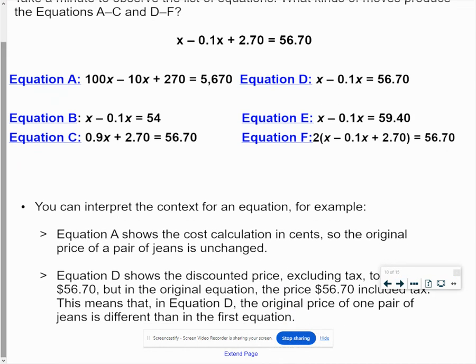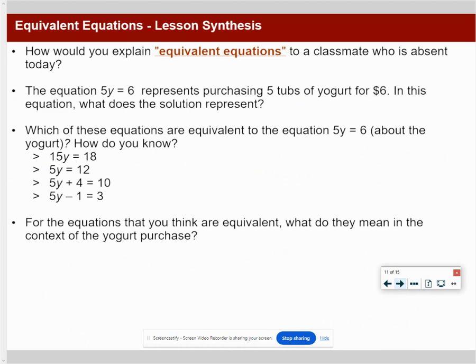So we've got some different explanations here for what that could mean, but again, we just know that the ones that are equivalent would all give us a cost of $60 for the jeans, and the ones that were not equivalent would have totally different answers.